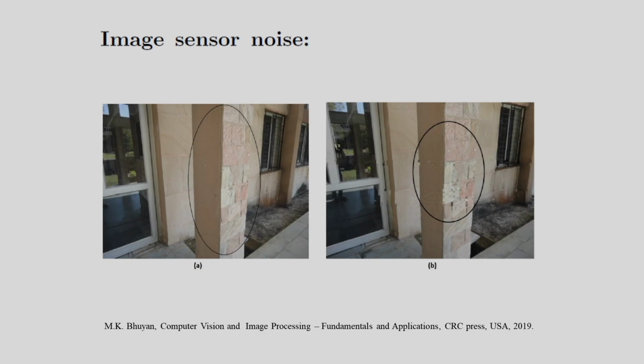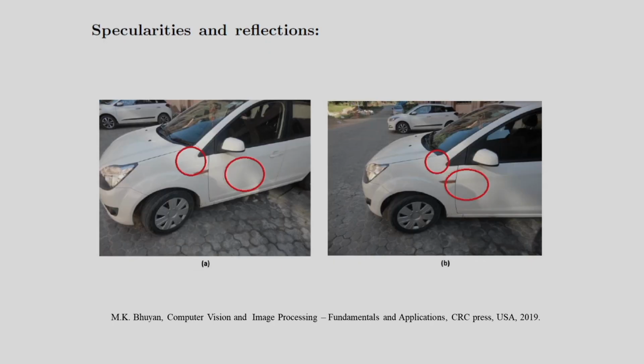Now, let us consider another problem, the image sensor noise. Because of the noise in the camera, you can see the noise present in the image, and it is very difficult to find the correspondence between the images. One technique we can apply is pre-processing of the image, that is, you can remove noise in the image by filtering.